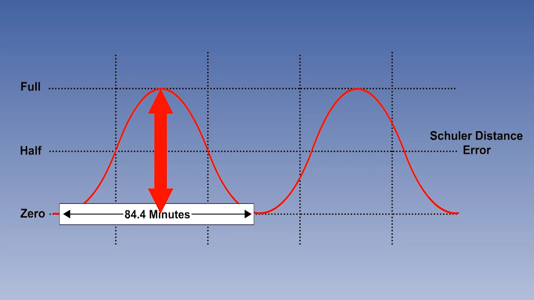The maximum value of the Schuler error does not increase with time. Whatever the amplitude of the first cycle, all subsequent cycles will have the same amplitude. The oscillation is self-sustaining, because the system is resonating at its natural frequency.